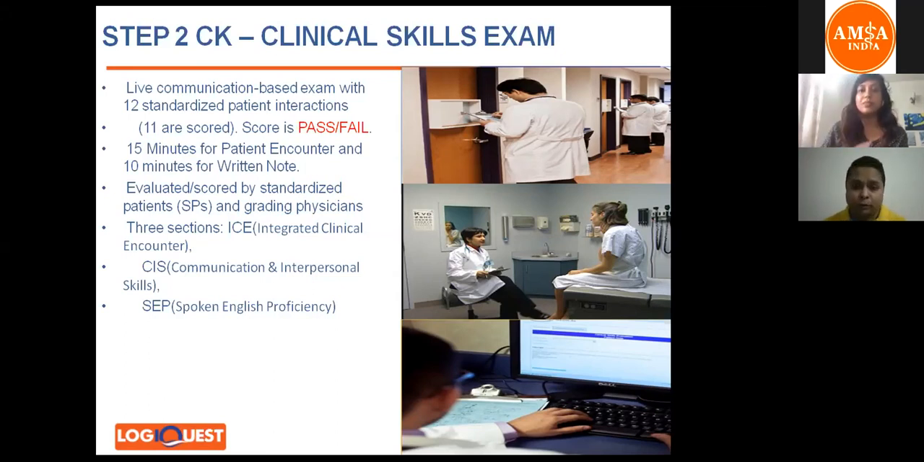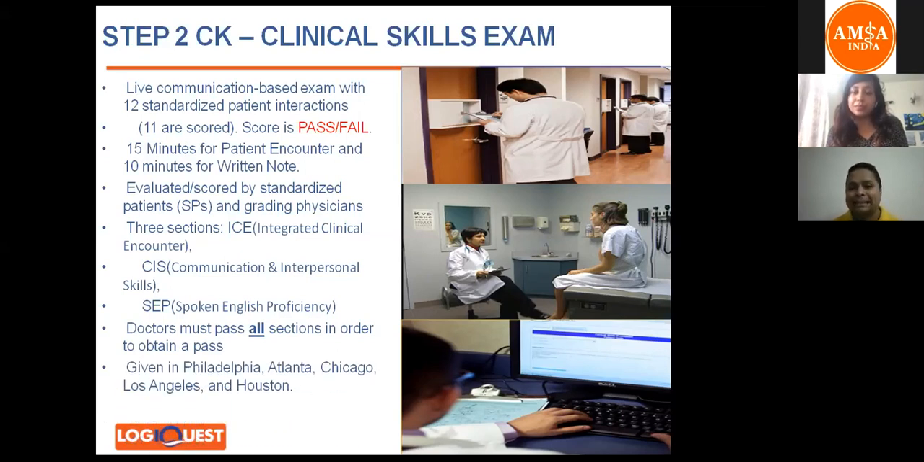As of now, I'm sure few of you or most of you may have heard that because of the COVID crisis, the Step 2 CS exams have been suspended for the next 12 to 18 months. We are yet waiting for an update from ECFMG. The moment we have it, we'll be more than happy to share it with you, right? Doctors must pass all sections in order to obtain a pass, and the exams in the US can be given only in these 5 locations, which is Philadelphia, Atlanta, Chicago, Los Angeles, and Houston. Exam fee for the Step 2 CS is 1,600 US dollars, and whenever you go to the US, you have to go compulsorily on a visitor's visa only.